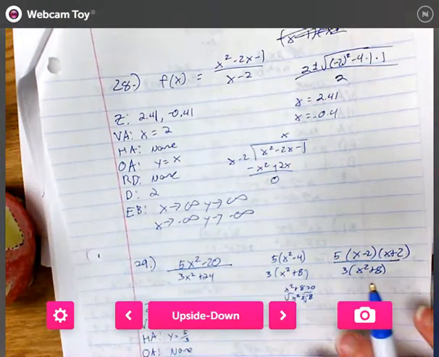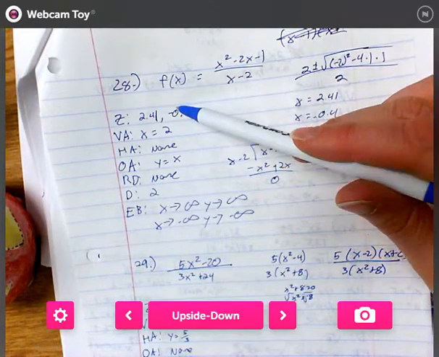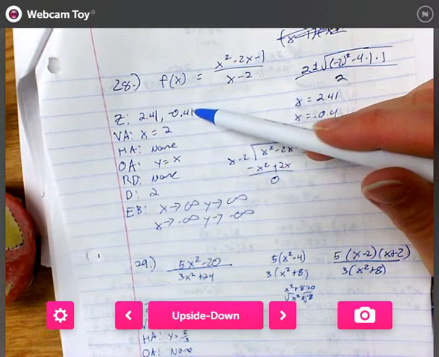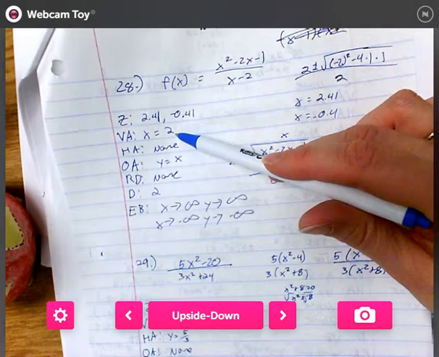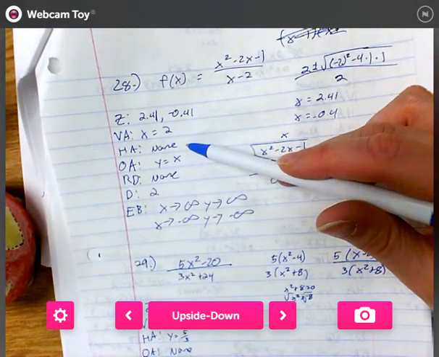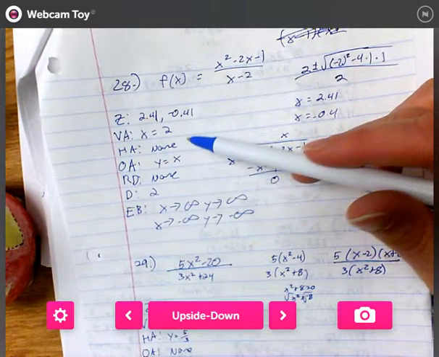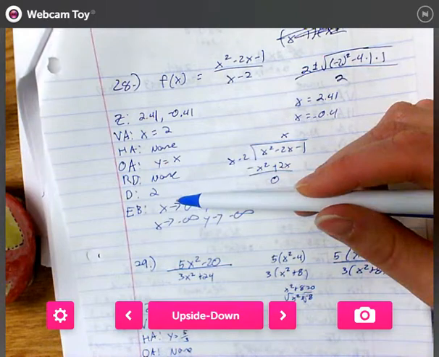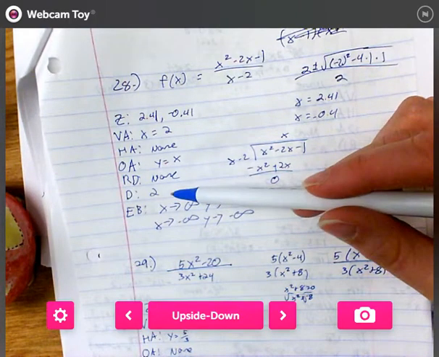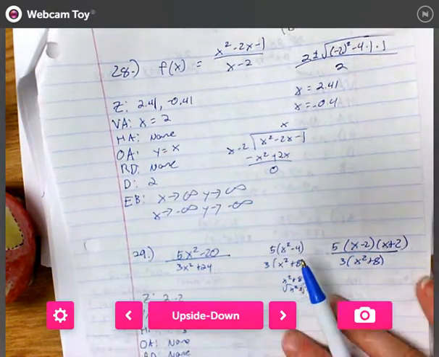Number 28. The zeros are 2.4 and negative 0.41. You had to use the quadratic formula to do this one. Vertical asymptote is x equals 2. Horizontal asymptote, none. Oblique asymptote, y equals x. Removable discontinuity, none. Discontinuity, 2. As x approaches infinity, y approaches infinity. As x approaches negative infinity, y approaches negative infinity.